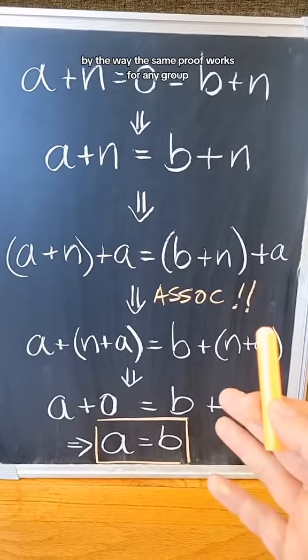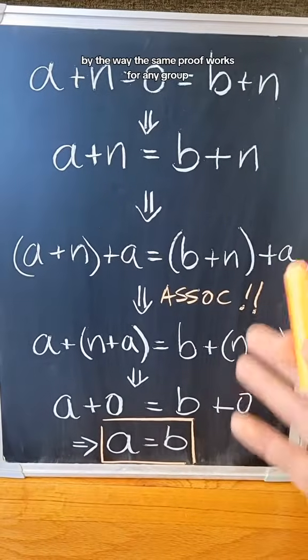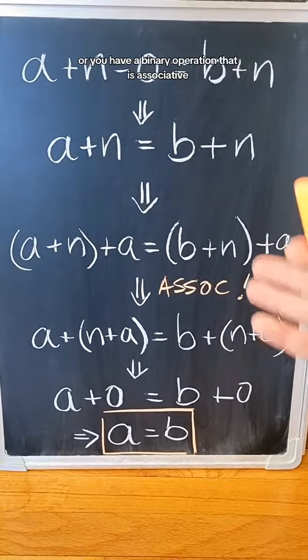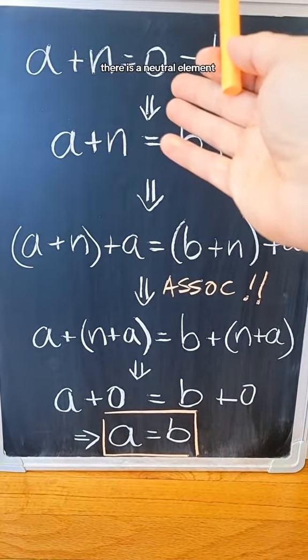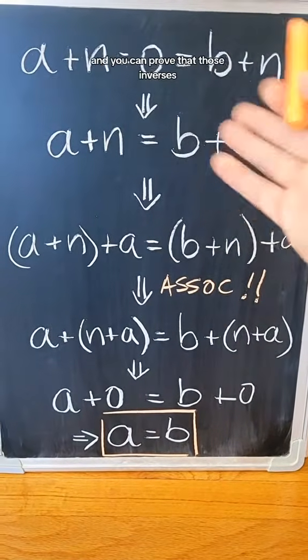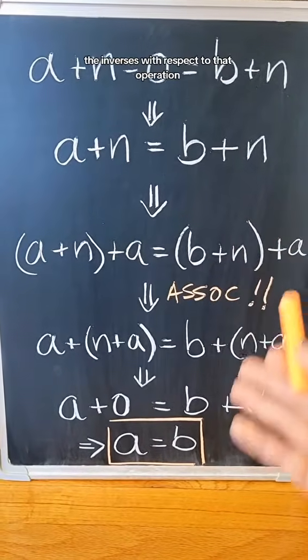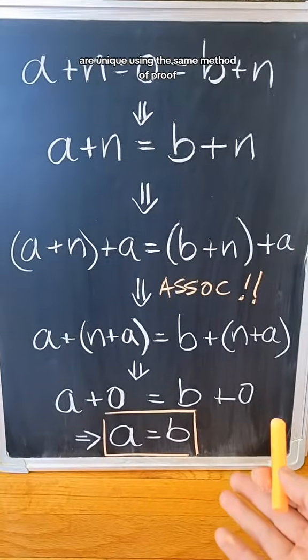By the way, the same proof works for any group, any abstract group where you have a binary operation that is associative, there are inverses, there is a neutral element, and you can prove that those inverses, the inverses with respect to that operation, are unique using the same method of proof.